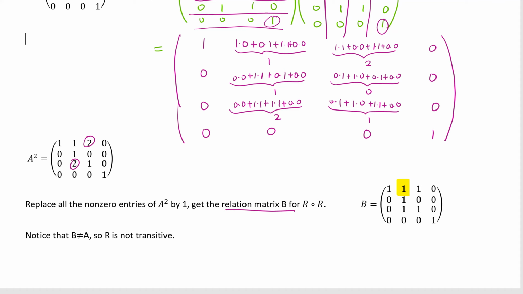So far, so good? Reflexive, symmetric, and transitive are very important properties because, remember, a relation is an equivalence relation if it is reflexive, symmetric, and transitive. And a relation is a partial order if it is reflexive, anti-symmetric, and transitive. So that's it about chapter 3.